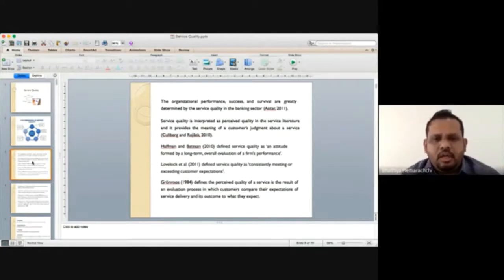And if you go to Gronroos, he defines it as: perceived quality of a service is the result of an evaluation process in which customers compare their expectations of service delivery and its outcome to what they expect. And now here he tells again, okay, it's a comparison of the expectations versus delivery, right? So he also goes basically in line with Lovelock. It's an evaluation process where the customer compares the expectation and what he has got, what he has really got.